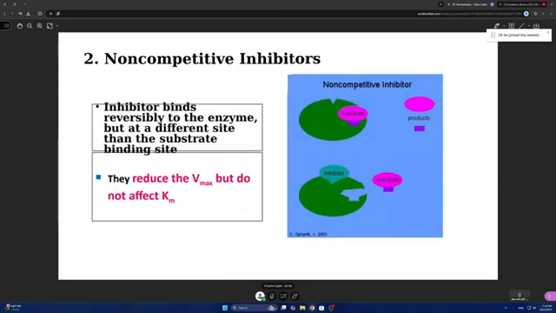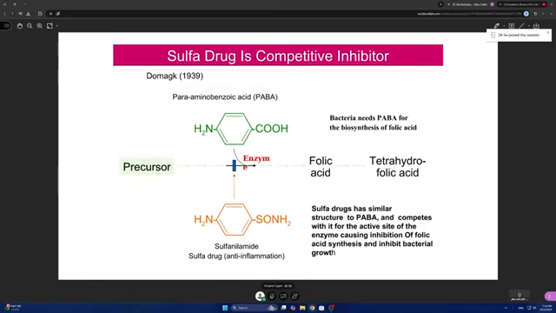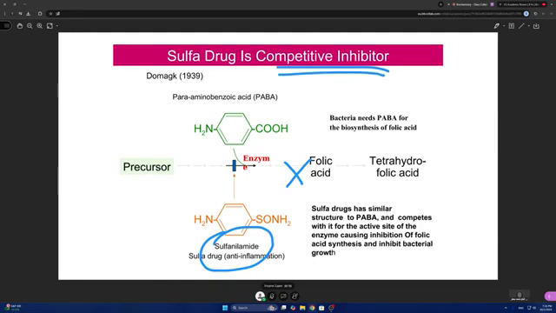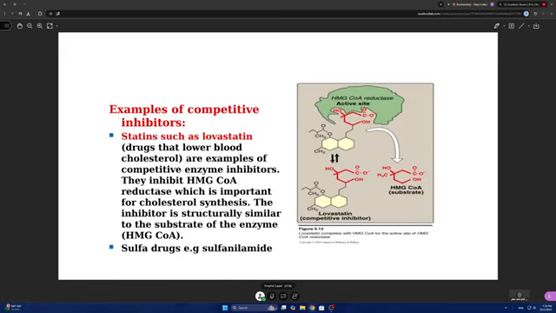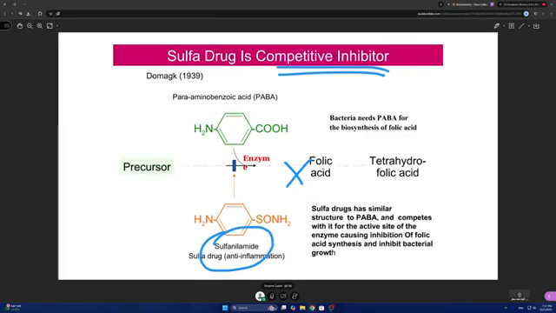Now coming to the examples. Examples are very important. Sulfanilamide can inhibit the para-aminobenzoic acid synthesis of folic acid by competitive inhibition. It is a competitive inhibitor. So the question may be in the exam: how does sulfanilamide inhibit the synthesis of folic acid? It is through competitive inhibition. And exactly in the same manner, the statins also inhibit using competitive inhibition because of the similar structure to the substrate.